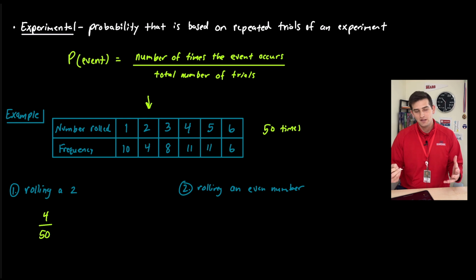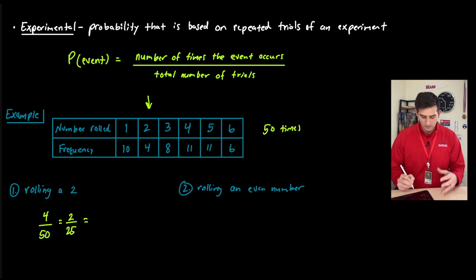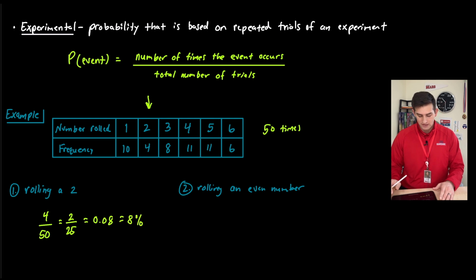So 4 out of 50 would be our experimental probability, but we could reduce that fraction to 2 over 25. And then let's also write it as a decimal and as a percentage. As a decimal, it's out of 100, right? So if we look back at 4 out of 50 and multiply the top and the bottom by 2, that would give us 8 out of 100, which would be 0.08, and that is 8%. So the probability that we rolled a 2 was pretty low, 8%, because we rolled a dice 50 times and it only happened 4 times, right?